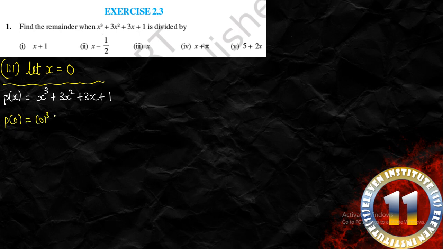0 cube plus 3 into 0 square plus 3 into 0 plus 1. So 0 cube is 0, 0 square is 0, 0 into 3 is again 0, anything into 0 is 0, right? And this is plus 1. So what we get is P of 0 is equal to 1.